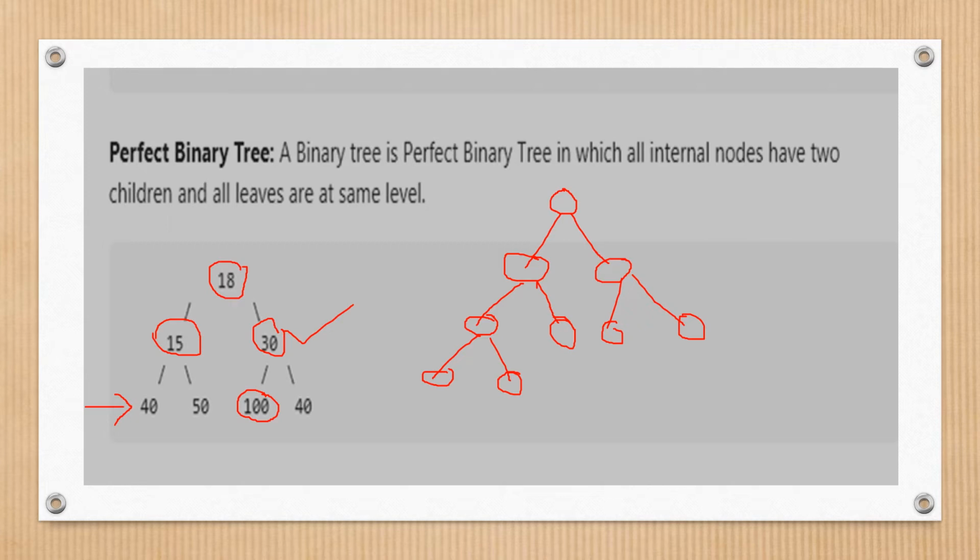What are the leaf nodes? This and this. These five nodes are leaf nodes because they don't contain any child. But these are not at the same level. These leaf nodes are at level 2 and these two nodes are at level 3. These leaf nodes are at different levels. So it is not a perfect binary tree. A perfect binary tree is one in which all internal nodes must contain two children and all the leaves are at the same level. Then only it is said to be a perfect binary tree.